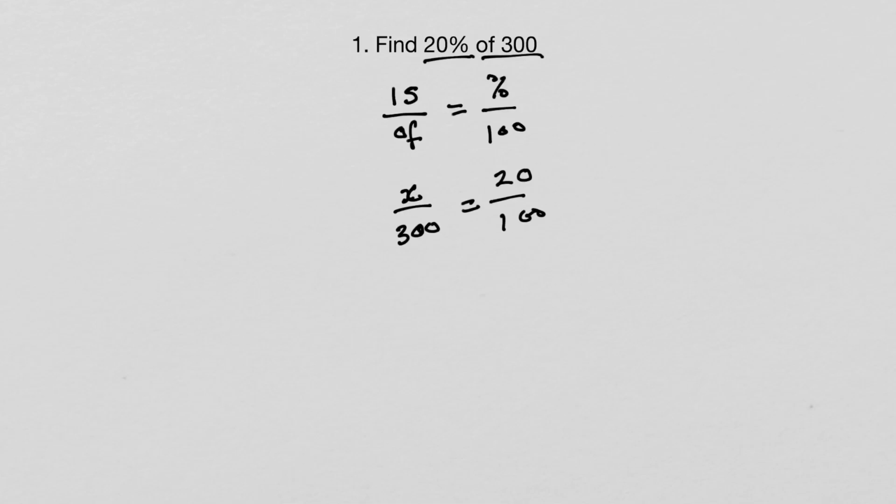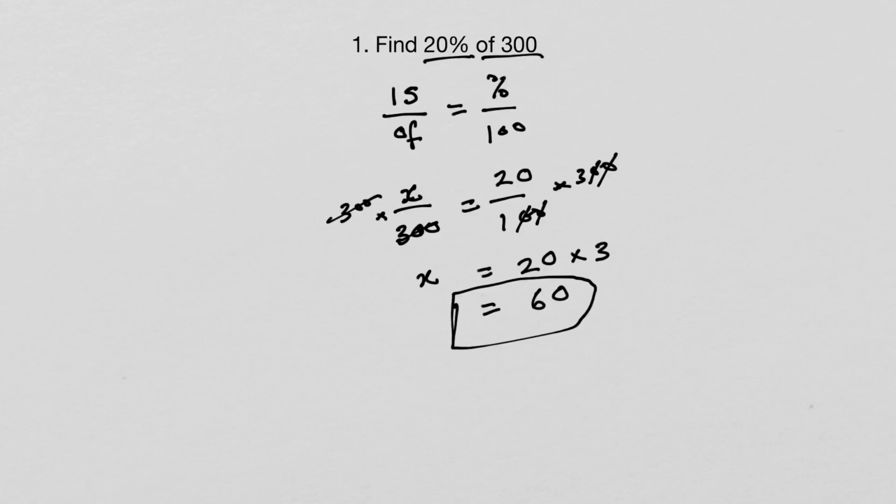This is a one-step equation. Since the 300 is dividing, we will perform the opposite operation on both sides of the equation. We will multiply by 300. This 300 cancels out. We can cancel these two zeros with these zeros. Finally, we have 20 times 3. This will give us 60. So 60 is 20% of 300.